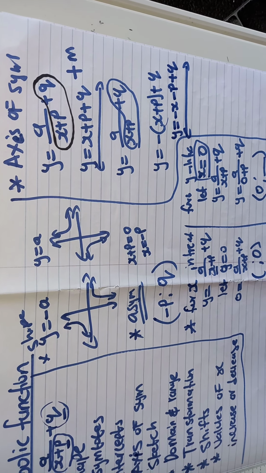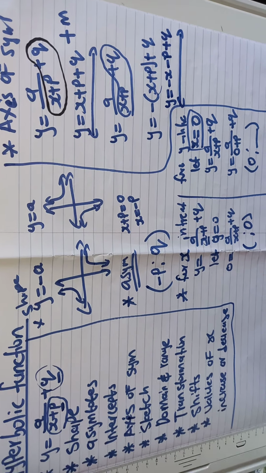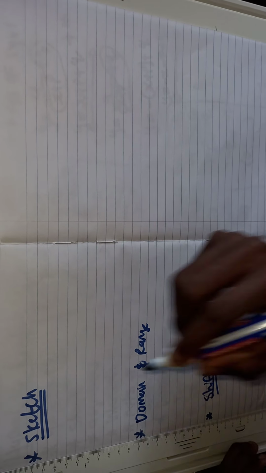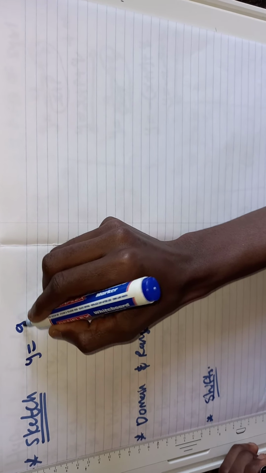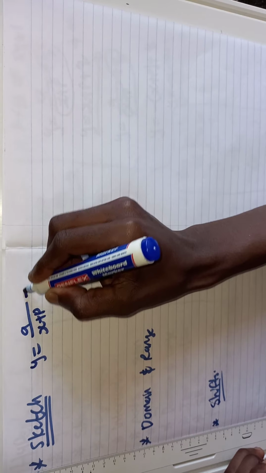For now, we're gonna sketch the graph. Okay guys, now we are going to sketch our hyperbolic function, which means we are given a over (x plus p) plus q.